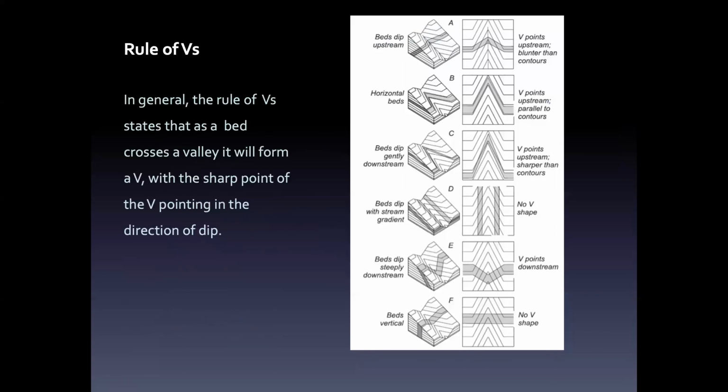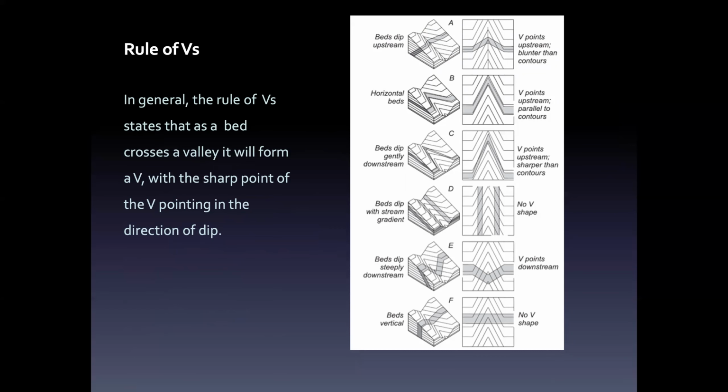When we did topographic maps, we learned something about the rule of V's related to contour lines. And I hope you all remember that. If not, go back and look at the rule of V's for contour lines. Here we're talking about the rule of V's related to contacts. This is where the rocks are making contact with each other and where the contact crosses a valley or a stream valley.